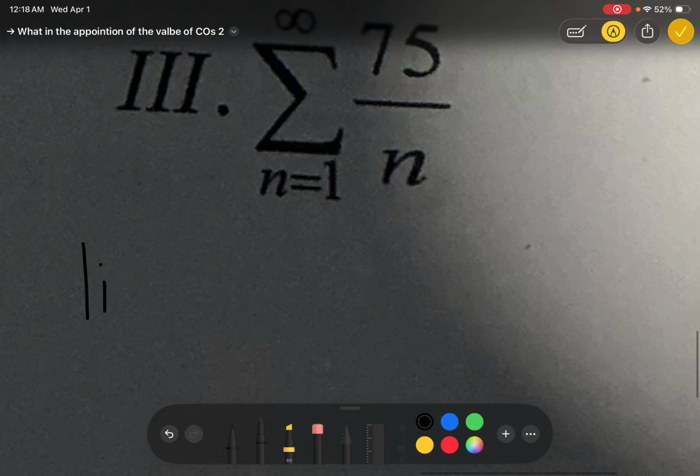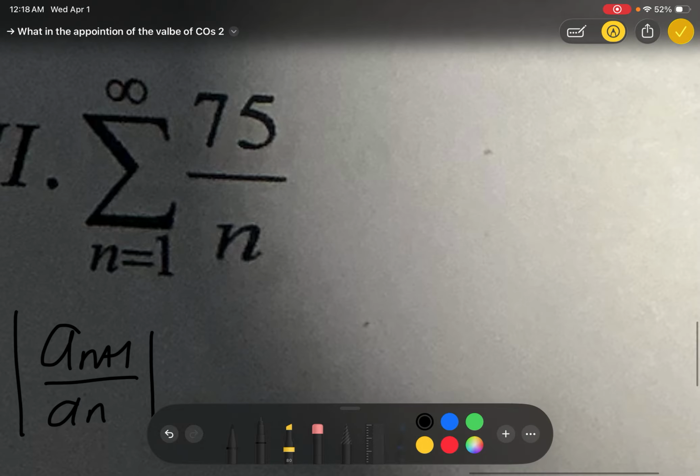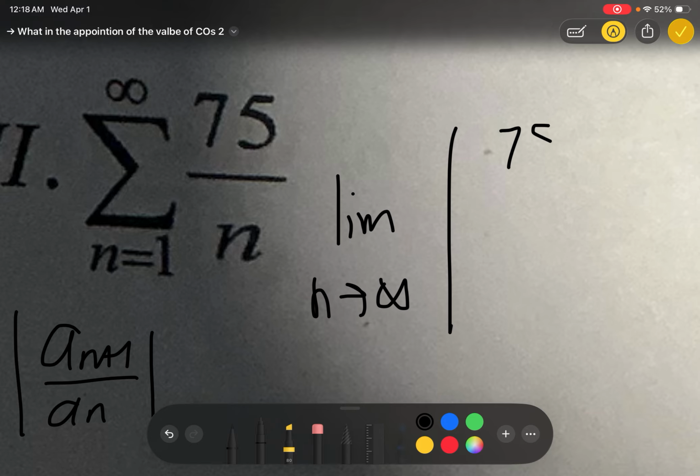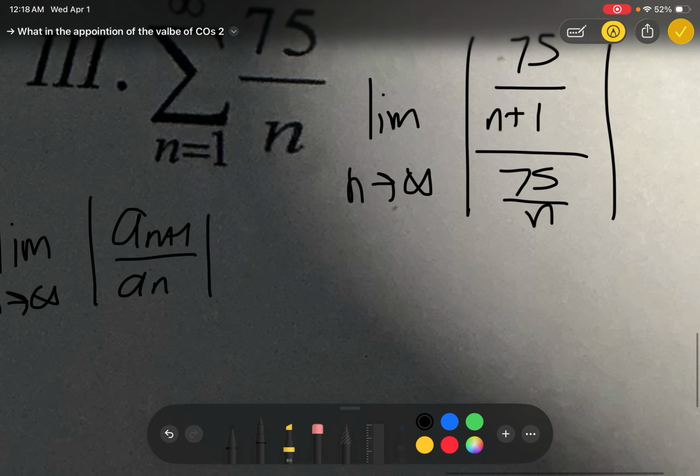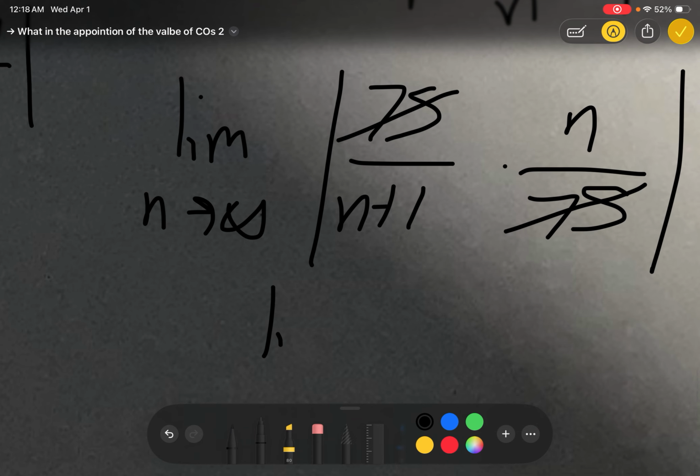All right, so we're going to do this. Remember that your ratio test formula looks something like this. So we're going to apply that here. The limit as n is approaching infinity of 75 over n plus 1 over 75 over n. Then we're going to simplify that and do 75 over n plus 1 times the reciprocal, because we cannot have fractions in the denominator. We cancel out those 75s, which gives us the limit as n is approaching infinity of n over n plus 1.